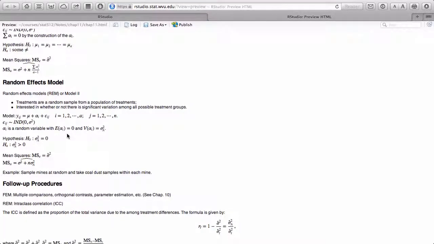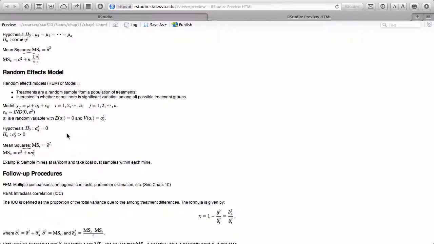The random effects model looks the same, except that we're making a different assumption about the alphas. In addition to the epsilons being random, we're assuming the alphas are random with a mean of 0 and a variance of sigma squared sub a. And this is also called a variance components model. We're interested in the sigma squared sub a in particular. We're interested in how large that is, perhaps among the total variability. And so we're testing that it's 0 versus it's greater than 0. It can't be negative, it's a variance.